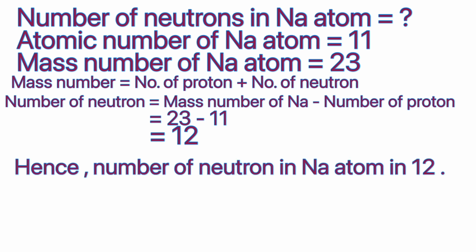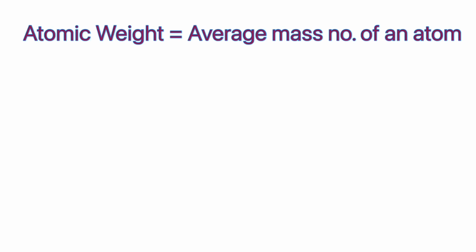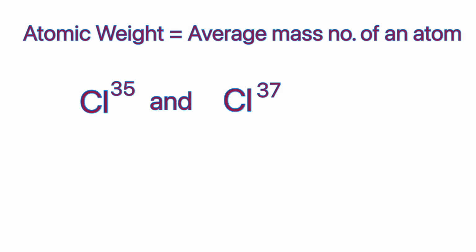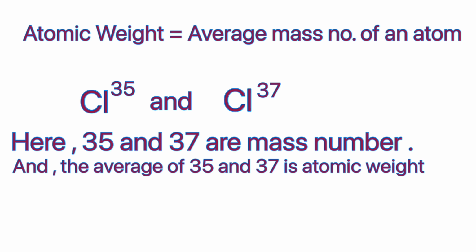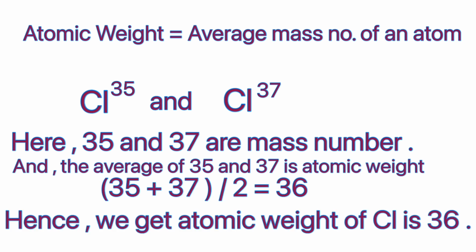And here 12 is the number of neutrons present in a sodium atom. Do you know atomic weight is equal to the average mass number of an atom? Let's take an example. Here we have chlorine-35 and chlorine-37. Here 35 and 37 are mass numbers and the average of 35 and 37 is the atomic weight. And here we can get that chlorine's atomic weight is around 36.